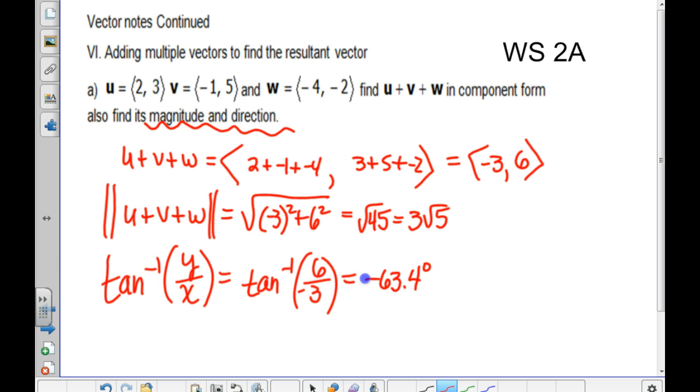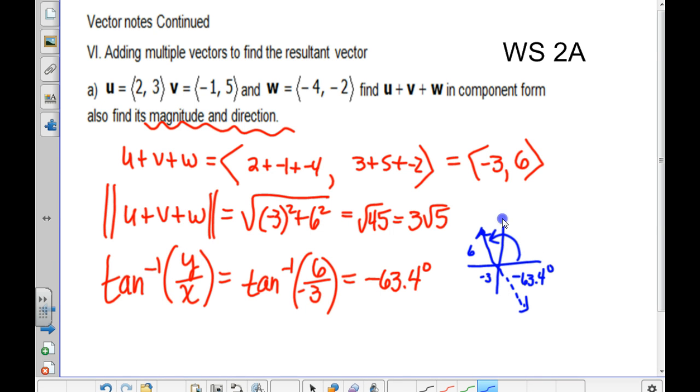Unfortunately, we're not always finished when we get that answer. We have to figure out what quadrant we're in. If we are at, from the origin, 3 to the left and up 6, our vector is here, negative 3 and up 6. Is that angle negative 63.4 degrees? No. The negative 63.4 is down here because inverse tangent is only defined in quadrants 1 and 4, so the calculator is kind of confused where we're at.